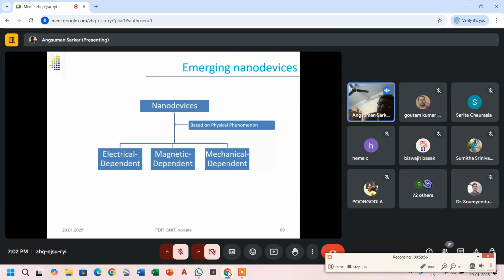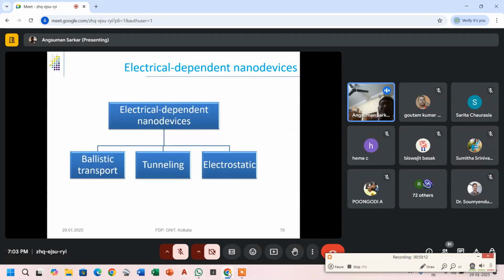In the same manner, based upon the physical phenomenon, the emerging nano devices could be classified into three types: electrical dependent, magnetic dependent, and mechanical dependent. Let us talk about some electrical dependent nano devices. Electrical dependent emerging nano devices could be classified into three types.